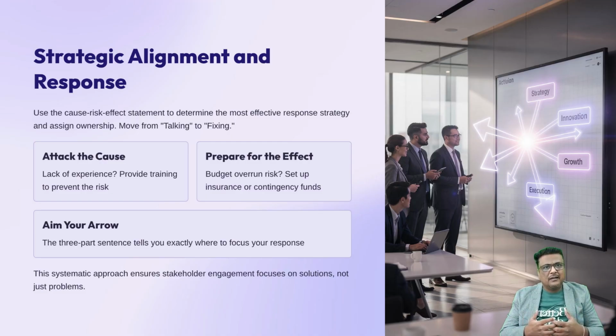If your cause is a lack of experience, your fix is training. If your effect is a budget overrun, your fix is insurance or a contingency fund. The beauty of this three-part sentence is that it tells you exactly where to aim your arrow. You don't just manage the risk. You either attack the cause to stop it from happening, or you prepare for the effect to minimize the damage. It's been a long journey from a vague worry to a precision engineered plan. This systematic approach ensures that your stakeholder engagement is focused on solutions, not just problems.